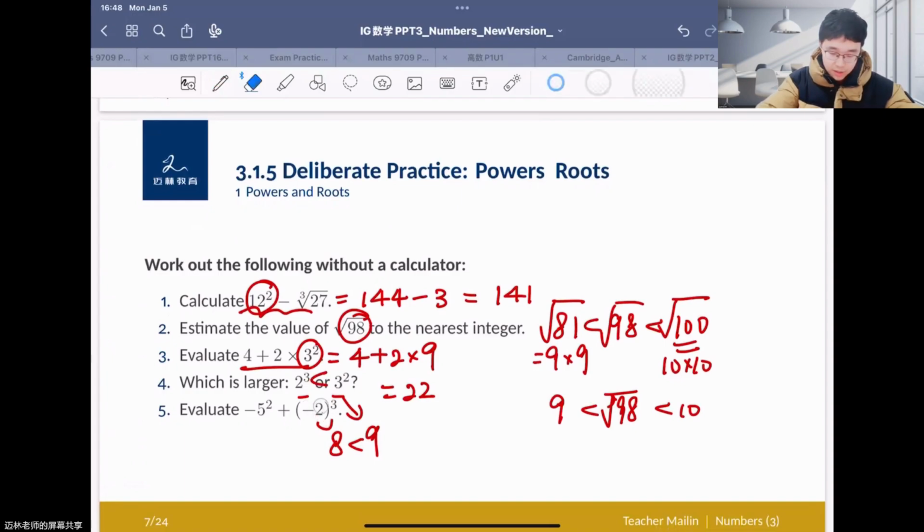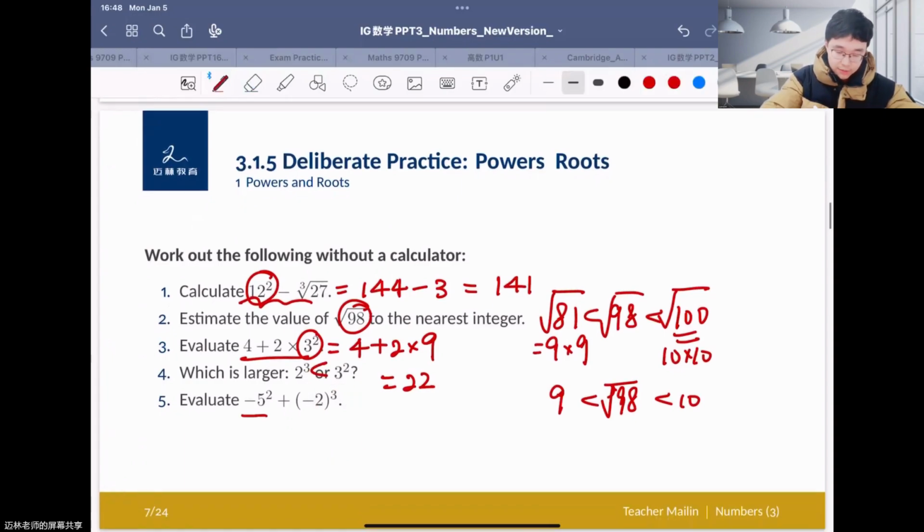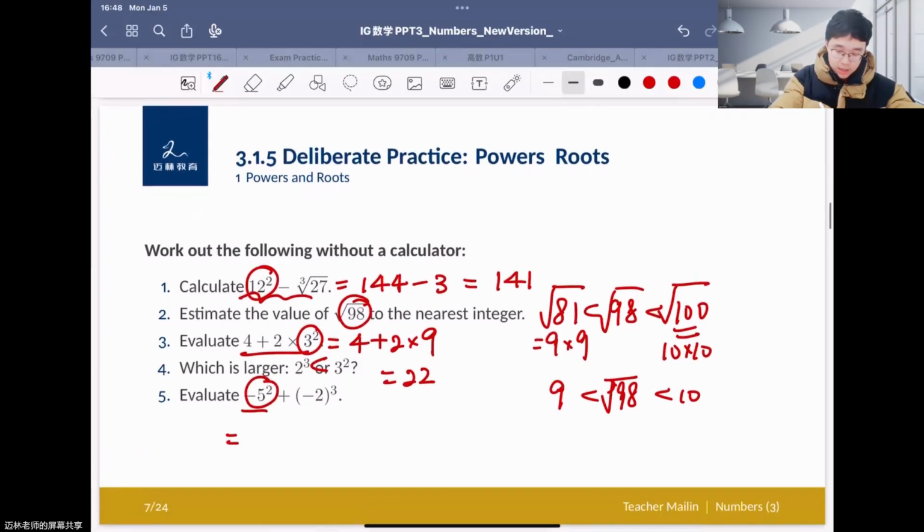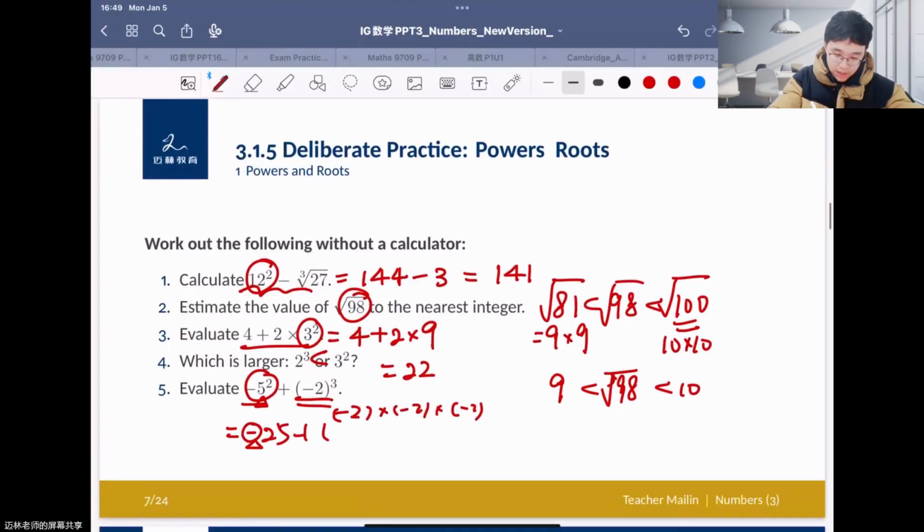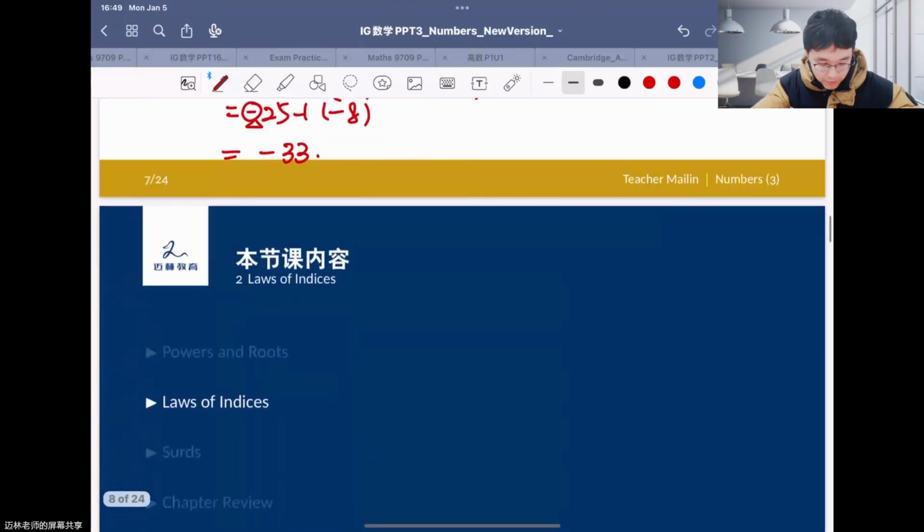And the final question is to evaluate -5 squared plus (-2) cubed. For -5 squared, the negative sign stays outside, and 5 squared is 5 times 5, which is 25, right? So here it is -25. And for (-2) cubed, we write -2 times -2 times -2, and the final answer is -8, right? So here it's -25 plus -8, okay? So the answer here is -33, okay? So that is this problem. I guess we can understand this.